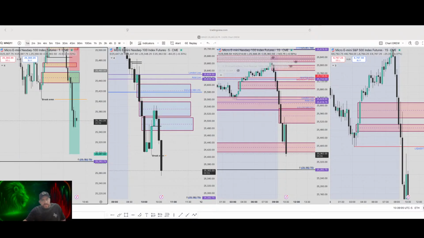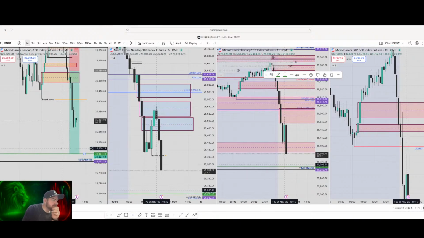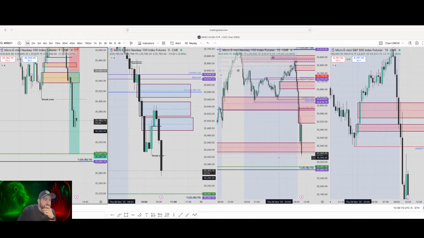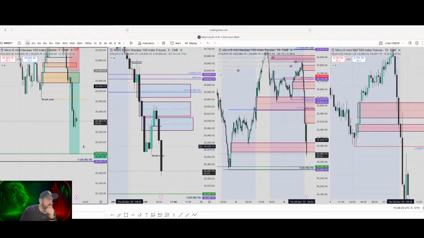We're holding it. I'm holding this thing, man. Either it takes this out here, I'm looking for this, or forget about it. That's what I'm looking for. Right there.